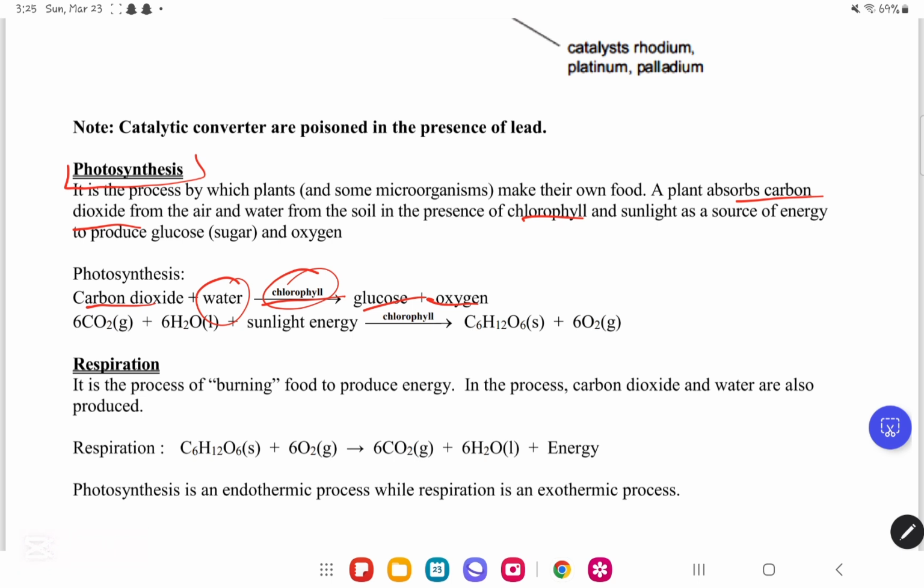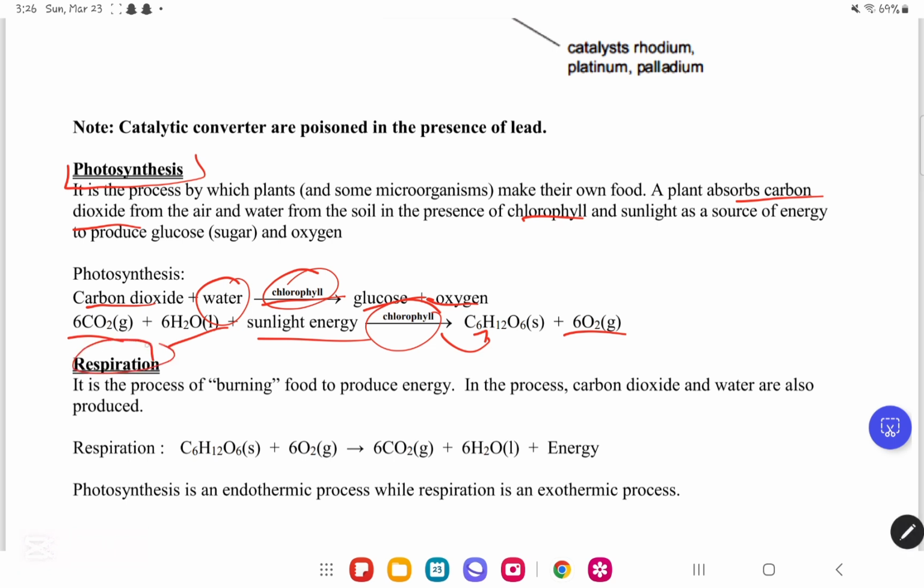is sugar, and oxygen. So to remember the formula, it is 6 carbon dioxide gas in addition to 6 H2O liquid, in the presence of sunlight energy and chlorophyll, is going to give us glucose, C6H12O6, which is a solid, in addition to 6 oxygen gas. So 6 CO2 gas plus 6 H2O liquid plus sunlight in the presence of chlorophyll will give us C6H12O6 solid plus 6 O2 gas.